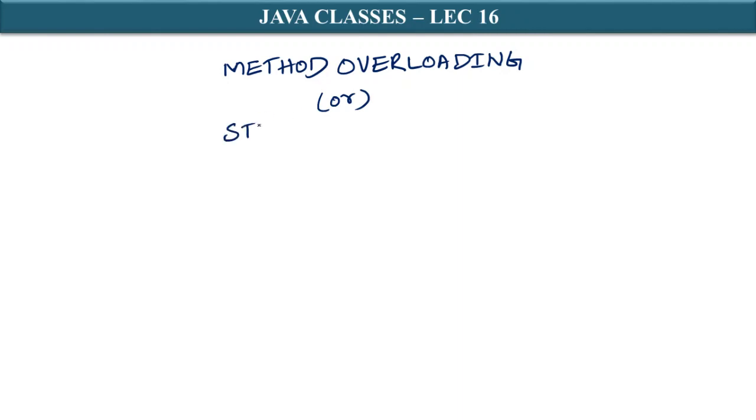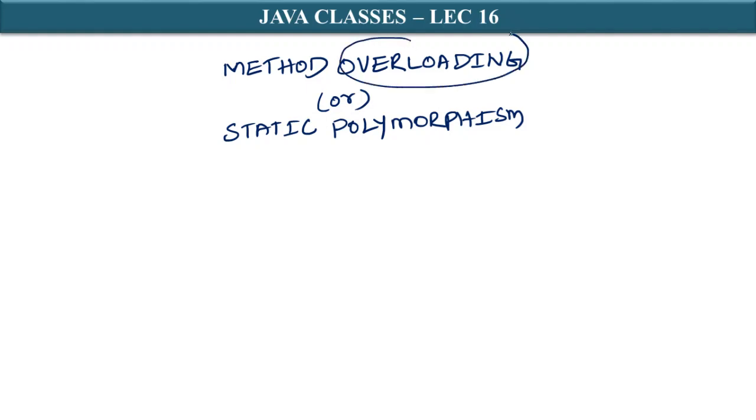This is also known as static polymorphism. What is this static polymorphism? We will try to understand. For the time being, let me say this overloading, or I can say method overloading, is a concept which is supported by Java programming language.